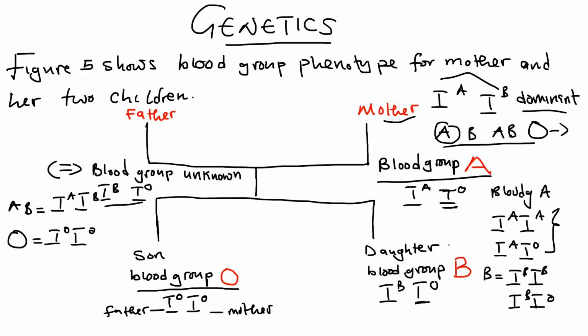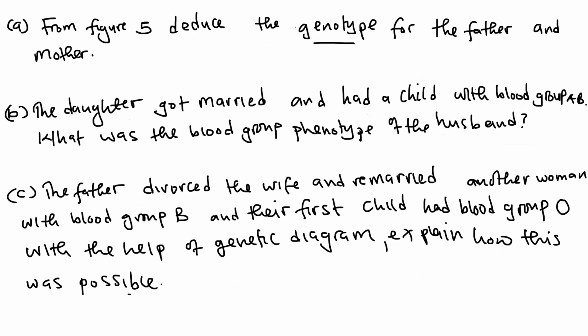Therefore, the O is recessive here and suppressed, giving us the blood group B. Therefore, the mother is heterozygous A, the father is heterozygous B. I guess you've got that. So we go to the question: deduce the genotype for the father and the mother.